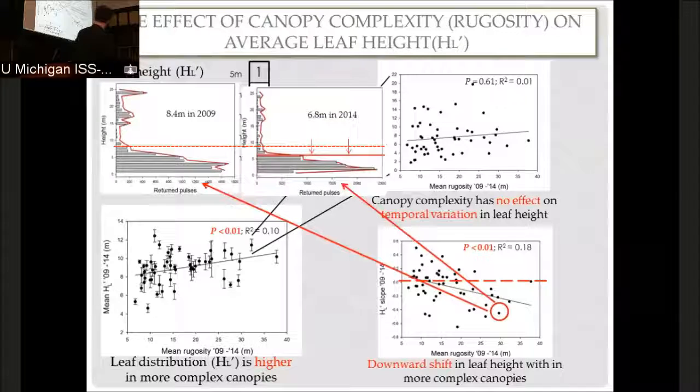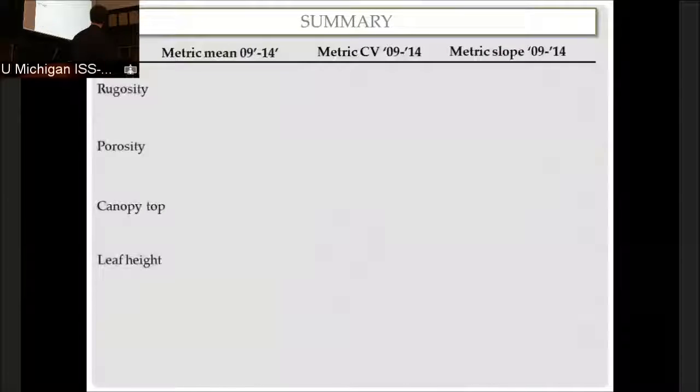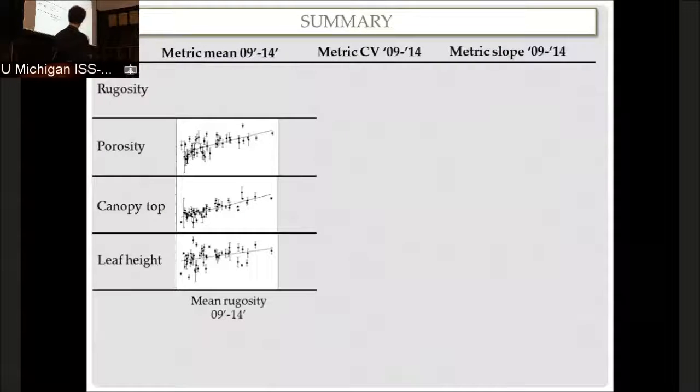So I just took an example of one of these points. You can see that in 2009, the average height was 8.4 meters, and it almost eroded away 2 meters over the 6-year census. So you see the downward shift in the leaf material over time. And so just to sum all these up, all the structural metrics that I've looked at in this presentation all seem to have a positive relationship with rugosity at one instance in time.